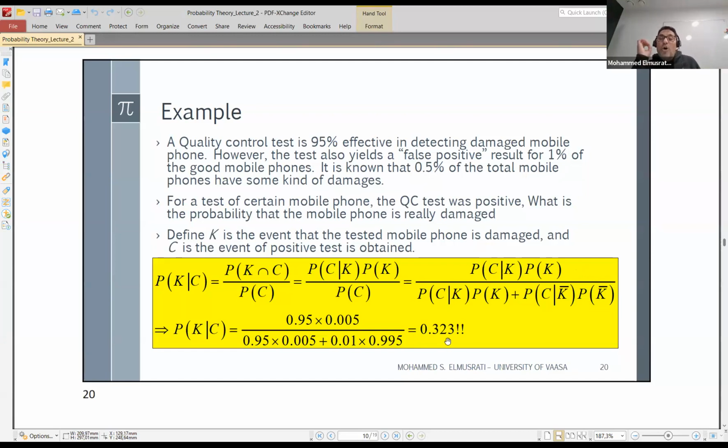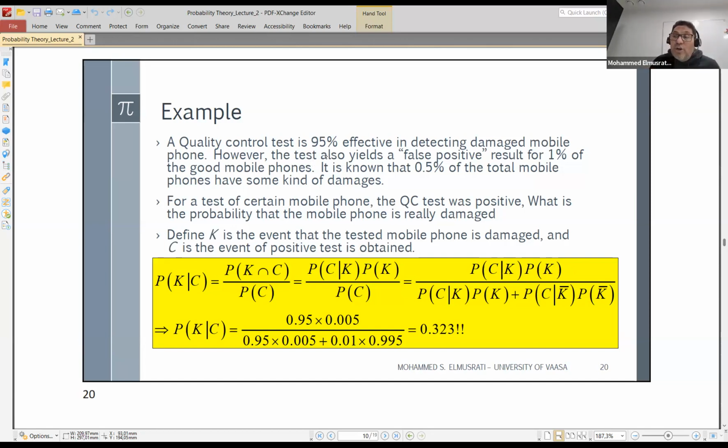What does that mean? It means that only 30% of these detections, only 30%, are mobiles with real damage. So in that sense, this quality control is actually quite ineffective. Or you can even say that it is bad quality control, because only 32% of the flagged mobiles will be defective and the others are not. Why did we get such a strange result? Even though the effectiveness of this quality control is 95%, why did we get this low performance in reality?